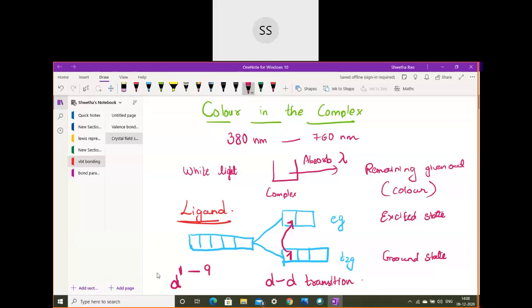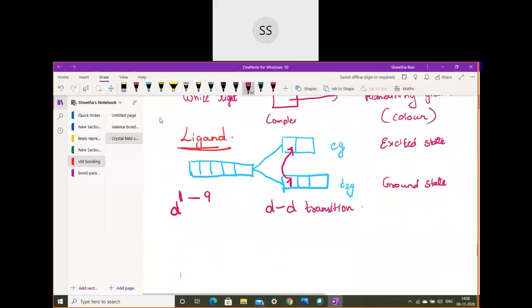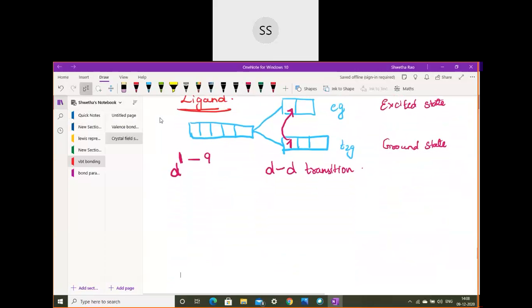So remember, if the electrons in the d orbital range from 1 to 9, then they will show d-d transition, they will exhibit color or impart color. You don't have to learn the colors by heart as such, but if you want, I will give you that list: which color they absorb, and the complementary color to that will be given out. So you can remember this color wagon.